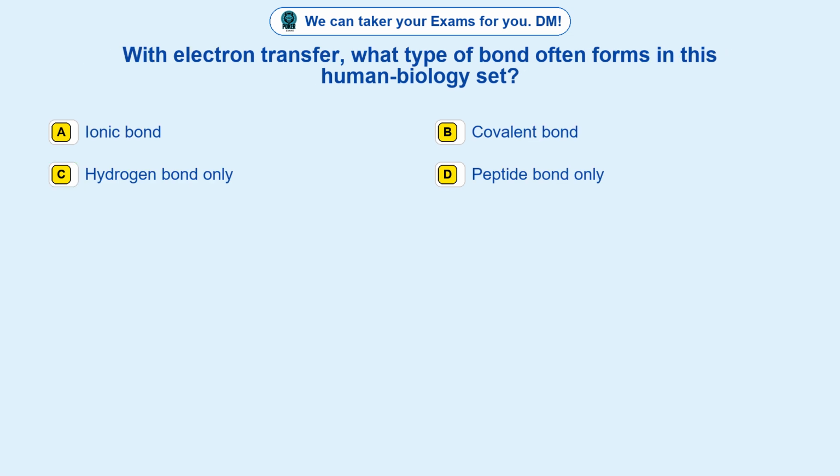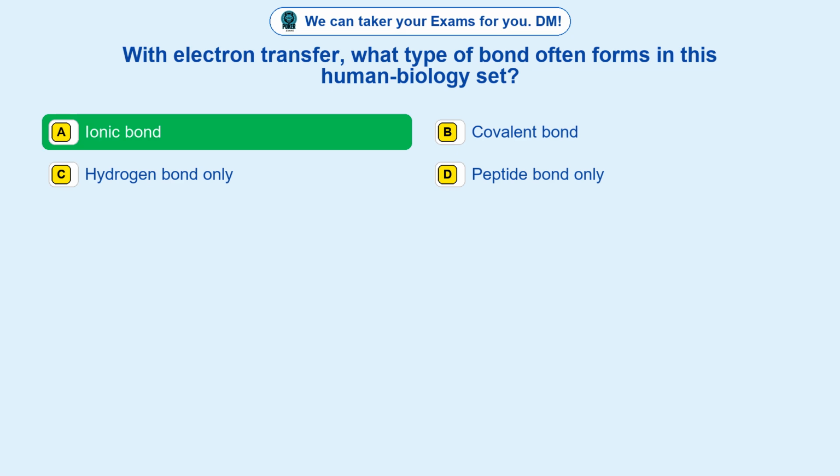Question 33. With electron transfer, what type of bond often forms in this human biology set? Option A, ionic bond. Option B, covalent bond. Option C, hydrogen bond only. Option D, peptide bond only.